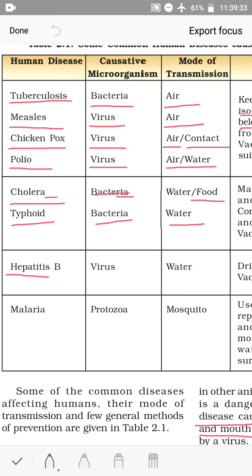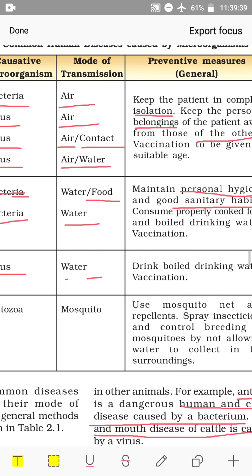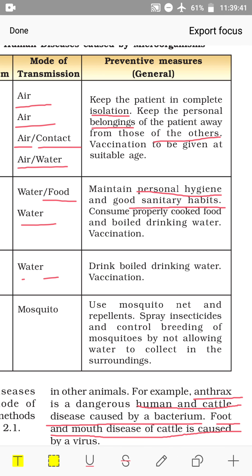Next, hepatitis B. Causative microorganism, virus. It spreads through water. So one must drink boiled drinking water. Vaccination also can be a preventive measure.